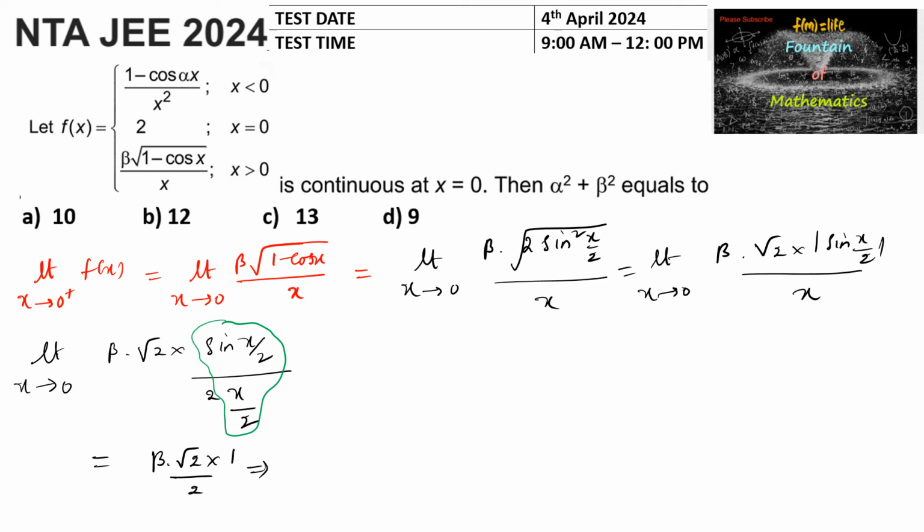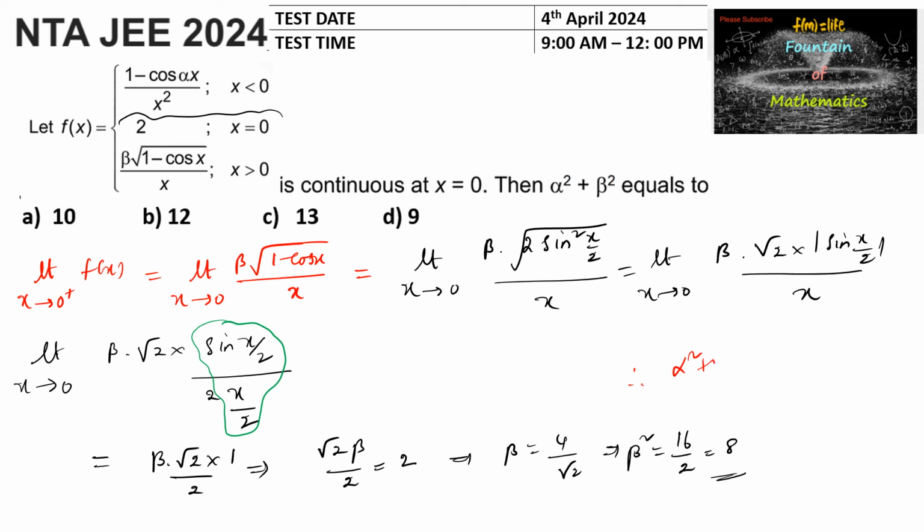It is given that the right hand limit is also equal to the functional value, that is equal to 2. We can write root 2 beta upon 2 is equal to 2, and we can also write beta is equal to 4 divided by root 2, and beta square is equal to 16 upon 2, which is equal to 8. So we have beta square is equal to 8.